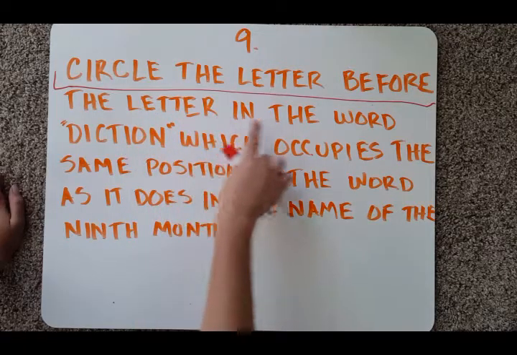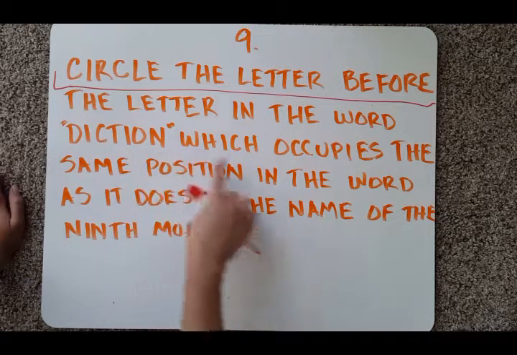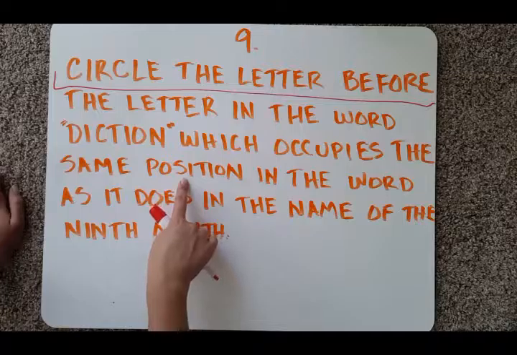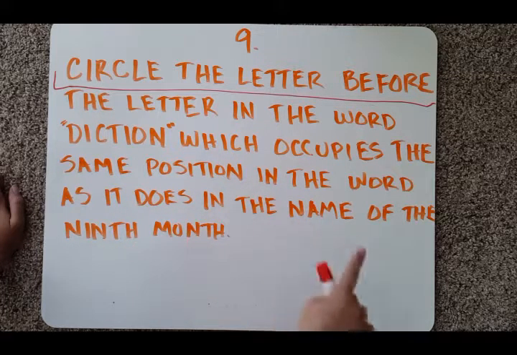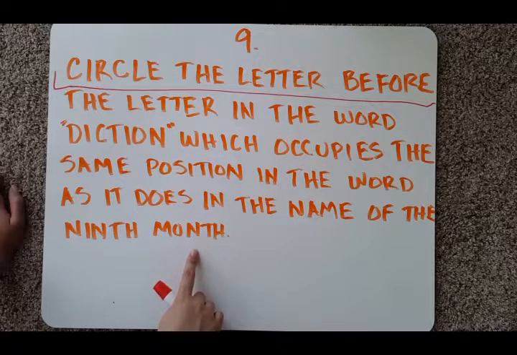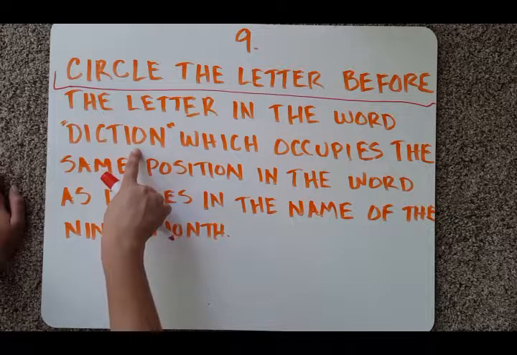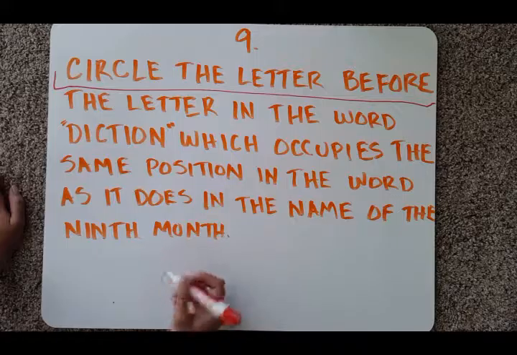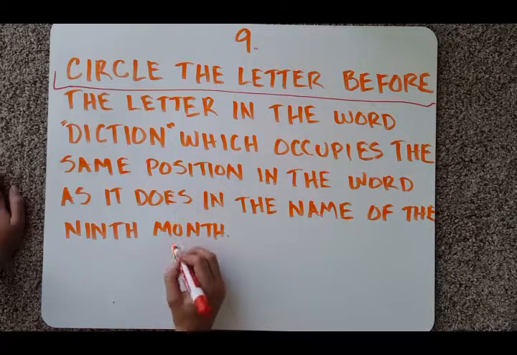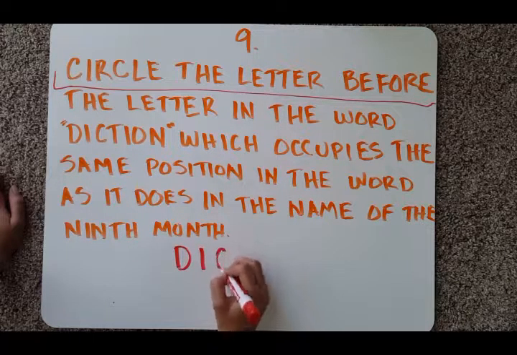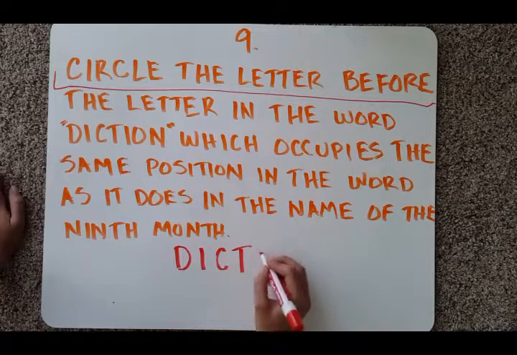So, the letter in the word diction, which occupies the same position in the word as it does in the name of the 9th month. Okay, so one of the easiest ways I found to do this is often in the print size that this is, it's hard to circle it and work with it. So I rewrite the word. And our word is diction.